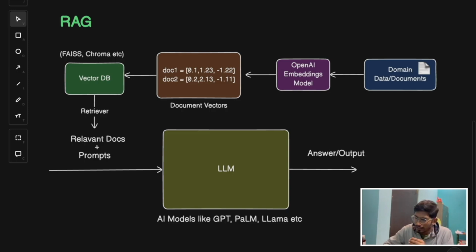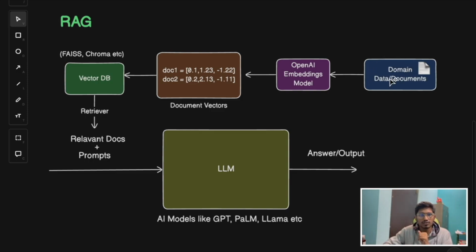Okay, so if you can see here, we have some domain data or document. We'll again see an example. Let's just first take an overview of this architecture. We'll have some documents or the data, which is periodically updated, I mean, which is the latest data.